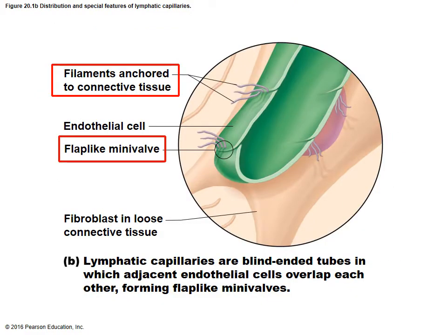So here is a nice little picture. We see our flap-like mini valve. And as you can see right here, you also see the little filaments that anchor the lymphatic capillary onto the connective tissue. So the filaments will pull, the valves will open up, fluid will get sucked into the lumen, and once the fluid is in, the filaments will relax, thereby closing the valve.